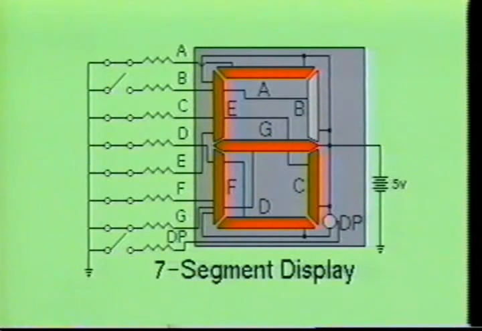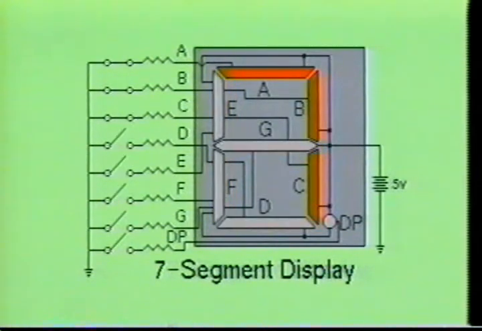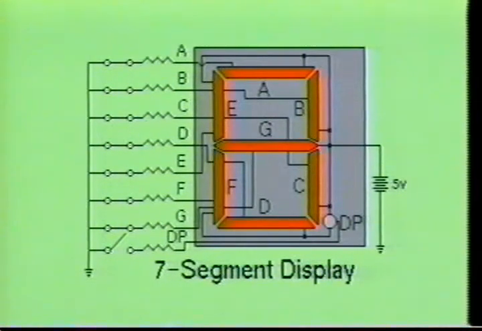Likewise, decimal number 6 is displayed when segments A, C, D, E, F, and G are energized. And decimal number 7 is displayed when segments A, B, and C are turned on. Decimal number 8 is displayed when all of the segments except DP are activated. And decimal 9 is displayed when segments A, B, C, E, and G are energized. We can also display the decimal 0 by turning on segments A, B, C, D, E, and F.